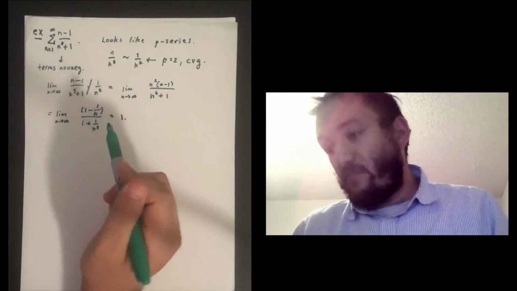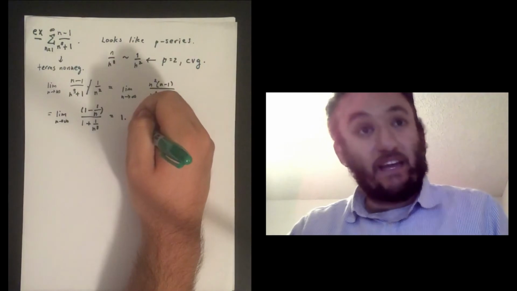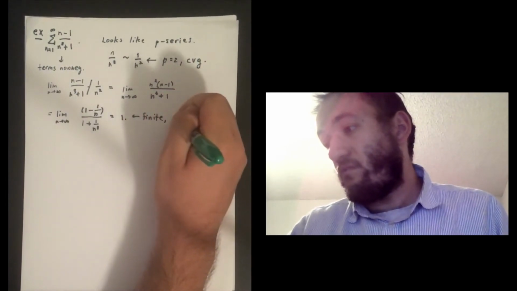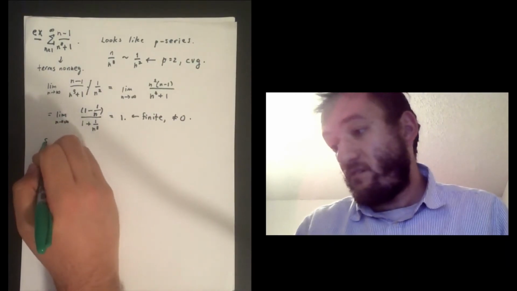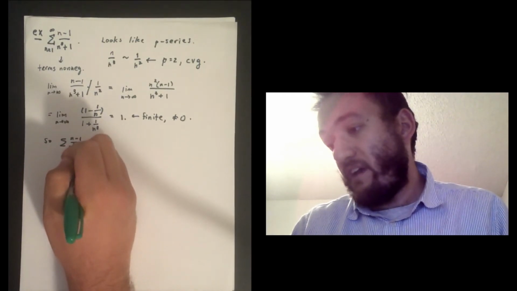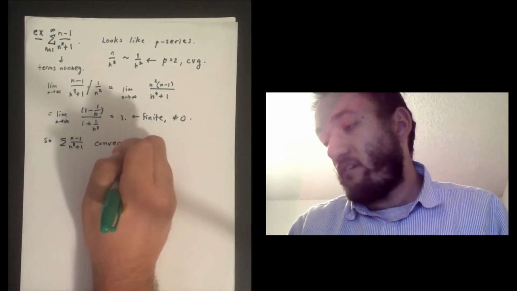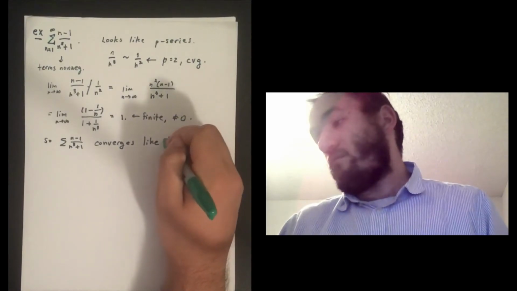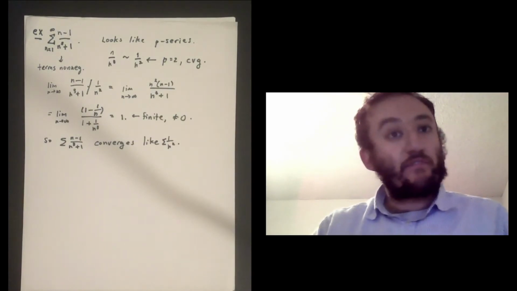And whenever the limit that you get when you do the limit comparison test is a finite number not equal to 0, these two series have the same convergence behavior. So the sum of (n minus 1) over (n cubed plus 1) converges like 1 over n squared. Okay, great. That was our first example.